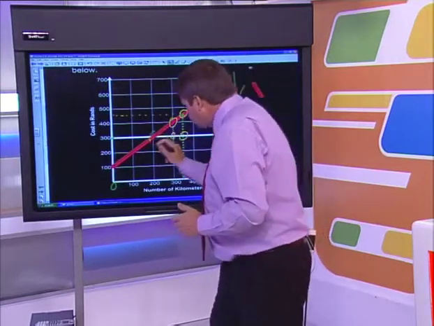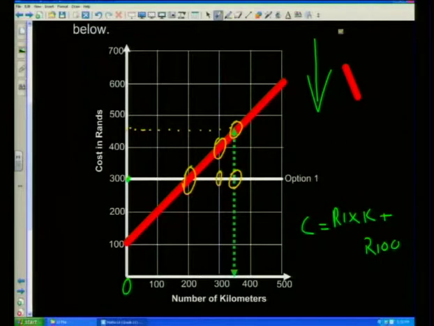If we look at this point over here, we can see that deal 1 and deal 2 are exactly the same. What are they? They're exactly 300 Rand. And they're exactly 200 kilometers. So if I got in my car and I traveled 200 kilometers exactly, I'm going to pay 300 Rand using deal 1. If I travel 200 kilometers, I'm going to pay 300 Rand using deal 2. So traveling 200 kilometers doesn't matter which deal I use.